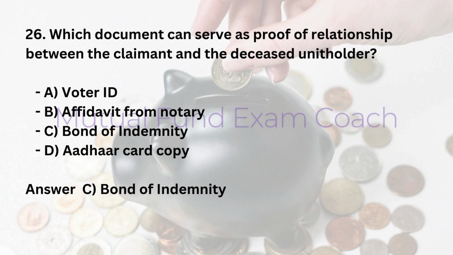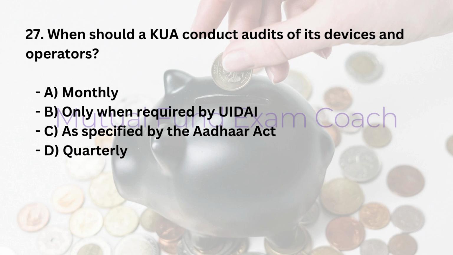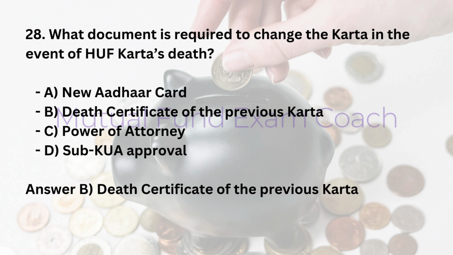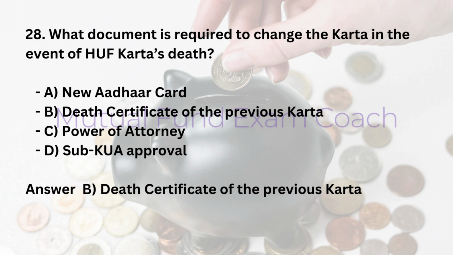27. When should a KUA conduct audits of its devices and operators? A. Monthly. B. Only when required by UIDAI. C. As specified by the Aadhaar Act. D. Quarterly. Answer C. As specified by the Aadhaar Act. 28. What document is required to change the Karta in the event of HUF Karta's death? A. New Aadhaar card. B. Death certificate of the previous Karta. C. Power of attorney. D. Sub-KUA approval. Answer B. Death certificate of the previous Karta.